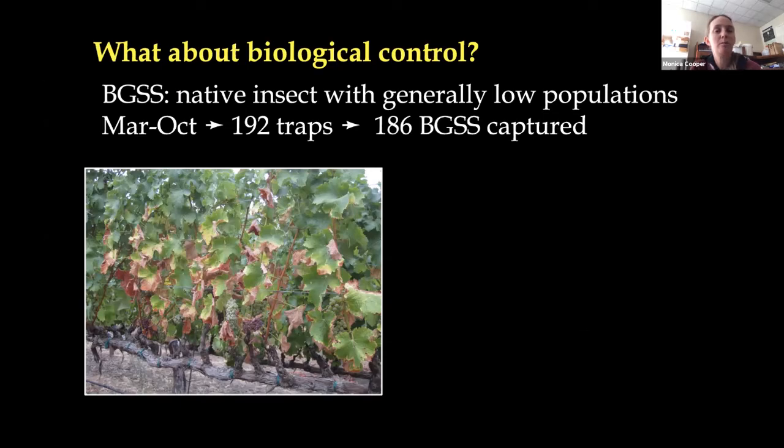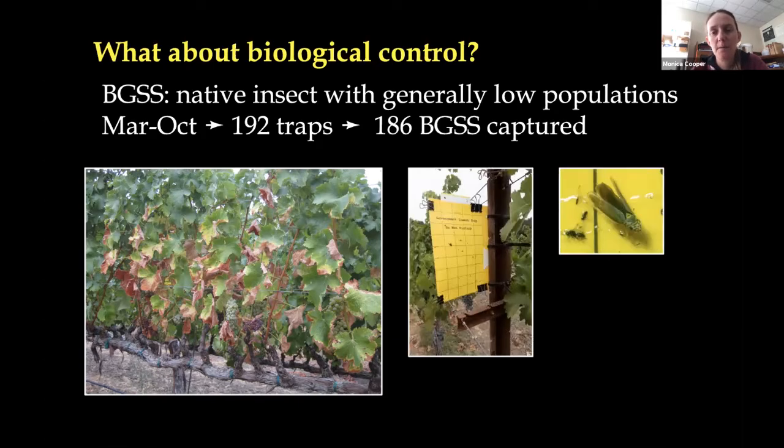Biological control, as I said, blue-green sharpshooter is a native insect. It generally has pretty low populations. So in March to October of 2020, we had 192 traps throughout Napa County, and we only captured 186 blue-green sharpshooters. So we know that the populations are already generally pretty low, and there's probably already a fairly good biological control. So any augmentation so far has not been found to be useful.